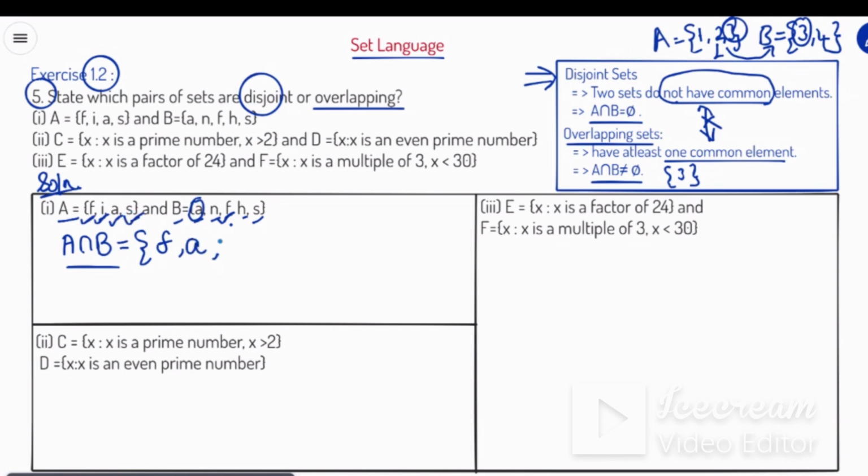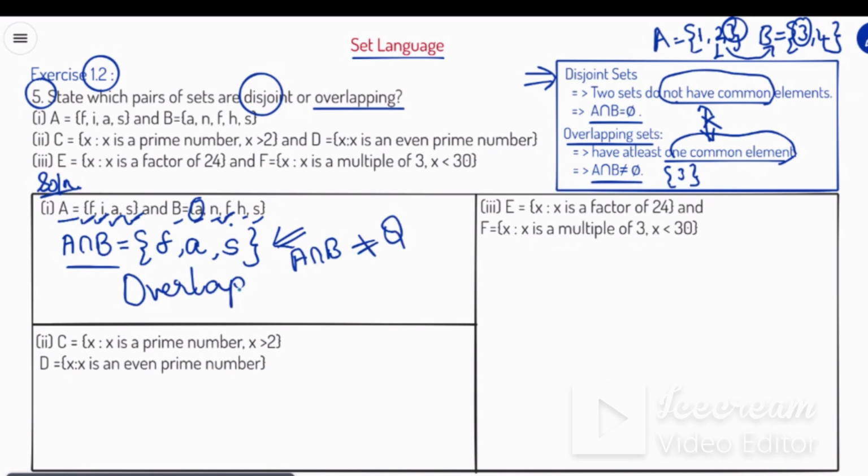And then S, yes. So they have three elements in common. We have studied that if there is more than one element common, it is an overlapping set. So this is an overlapping set. Here A intersection B is not equal to phi. It has some elements. So these two are overlapping sets. Now let us move on to the next question.